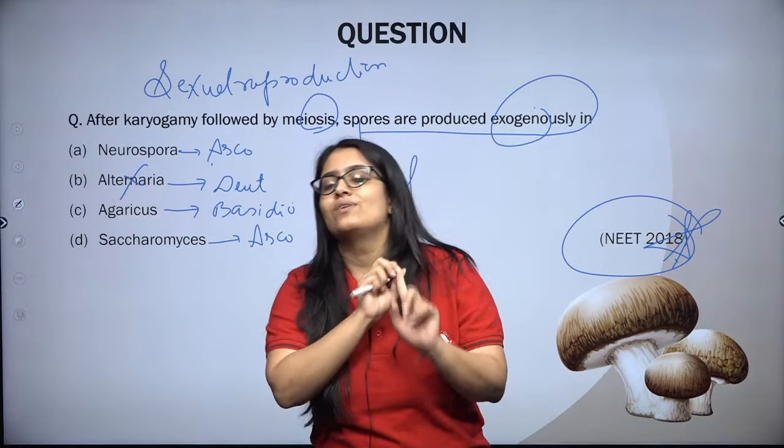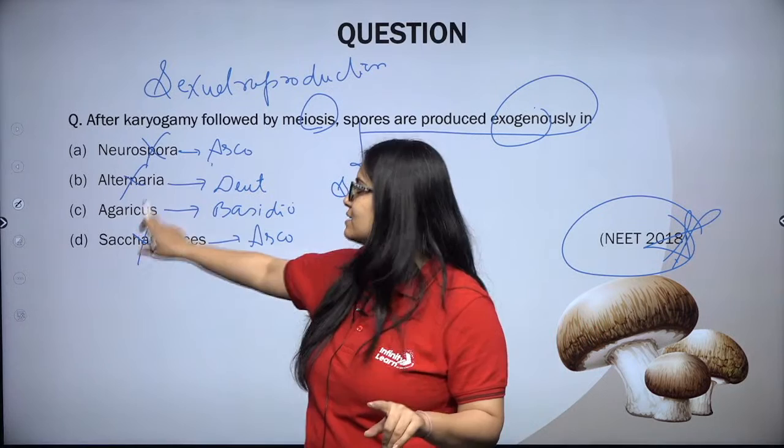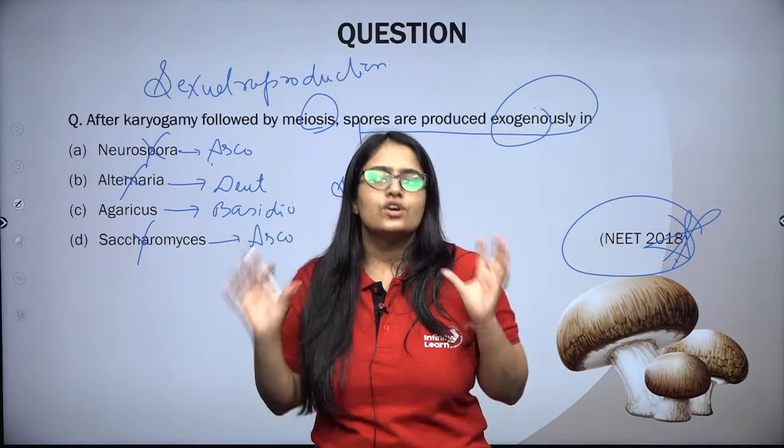Let's talk about basidiomycetes. Agaricus is a member of basidiomycetes. In them sexual reproduction takes place with the help of basidiospores, which are produced exogenously over a structure known as basidium.